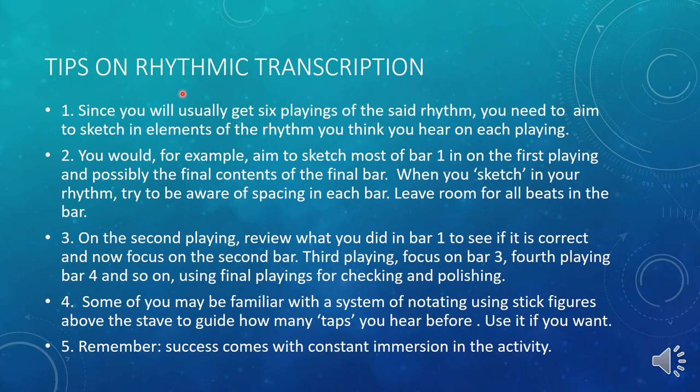You need to aim to sketch in the elements of the rhythm you think you hear on each play. Number 2, you would, for example, aim to sketch most of bar 1 in on the first playing and possibly the final contents of the final bar. When you sketch in your rhythm, try to be aware of the spacing in each bar. I did mention that not too long ago. Leave room for all the beats in the bar, please. Number 3, on the second playing, review what you did in bar 1 to see if it is correct, and now focus on the second bar. On the third playing, you focus on bar 3, the fourth playing, bar 4, and so on, using the final playings for checking and polishing.